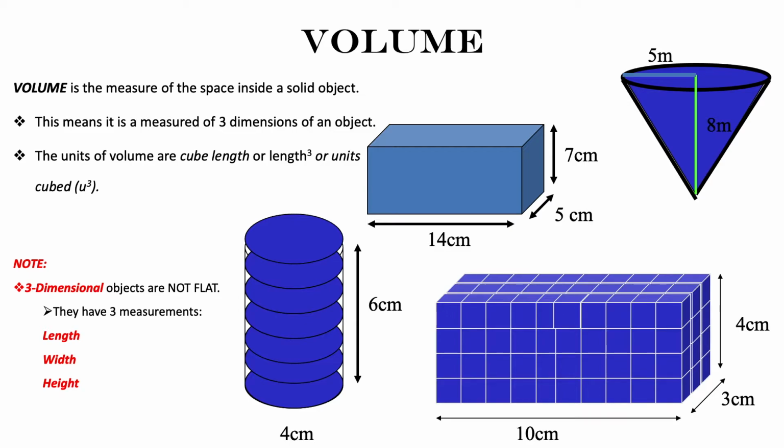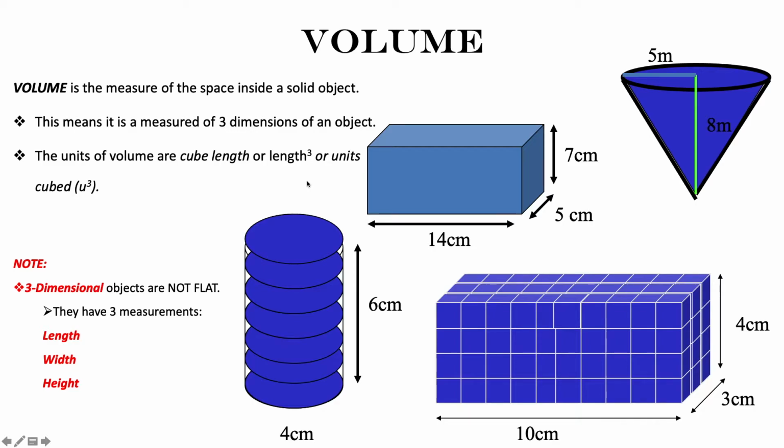So, a volume, by definition, is a measure of the space inside a solid object. What it means is that to calculate it, you have to measure it in 3 dimensions, meaning figures such as these on the right. And then the units of a volume would be cube length or units cubed.